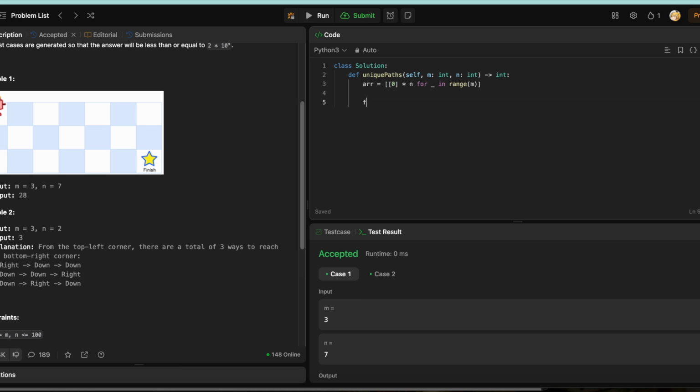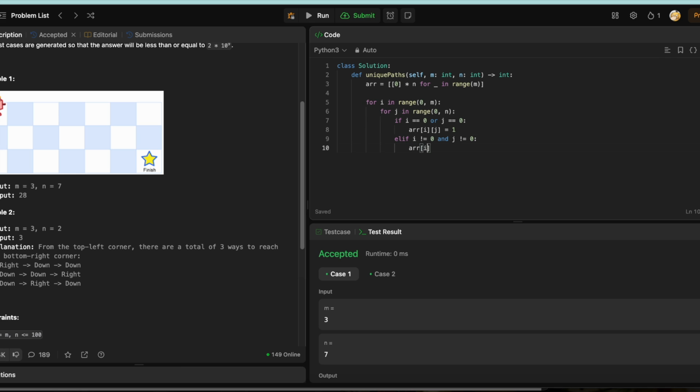So what do we do next? For i in range 0 to m, we're going to go row-wise. For j in range 0 to n, what can we say? If i is equal to 0 or j is equal to 0, that must mean that the number of ways to get to this position has to be 1, as we saw previously. But what if this is not the case? What if we have i not equal to 0 and j not equal to 0?